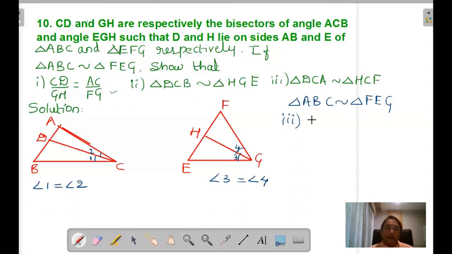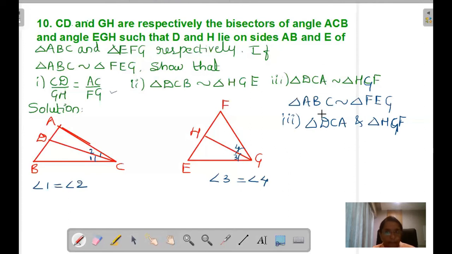Okay, so in triangle DCA and triangle HGF. In this one, can you tell me any two angles are equal?